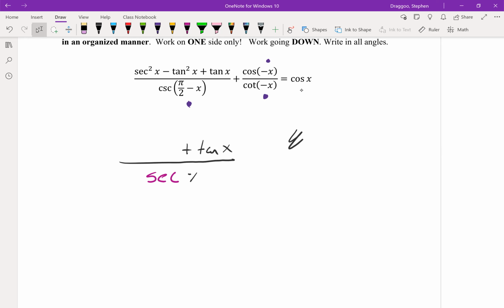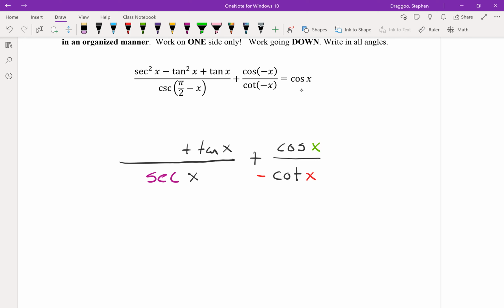Ah, there we are. Okay, and then we're going to add to that the other fraction, dealing with cosine of negative x and cotangent of negative x. Well, cosine is an even function, meaning cosine of negative x and cosine of positive x are the same thing. Negative inputs don't matter to an even function. But for cotangent of x, which is one of our odd functions, negatives do matter. So that negative on the inside, I'm going to pull out.